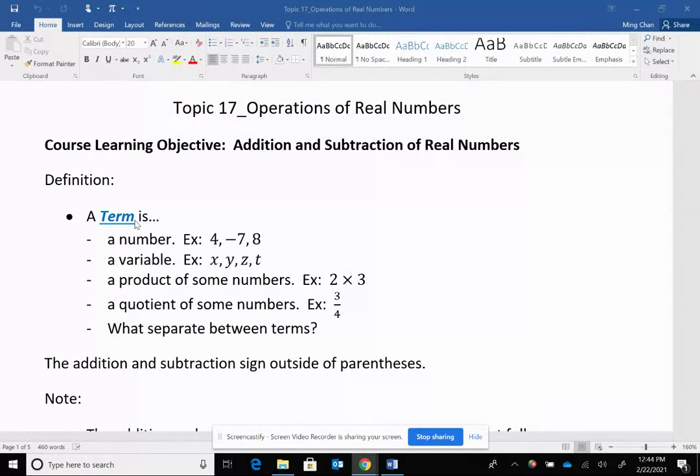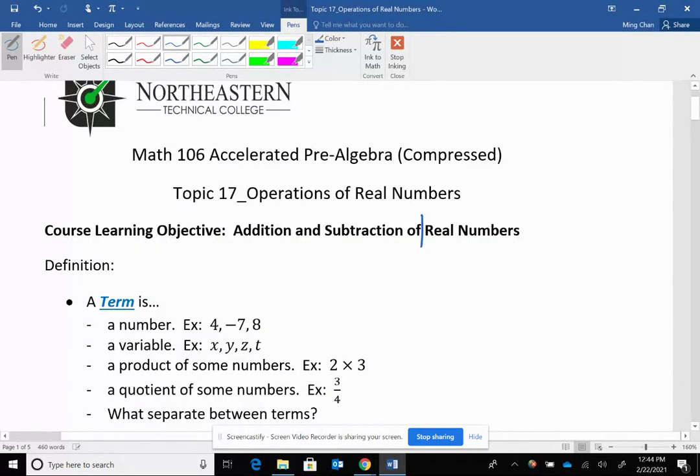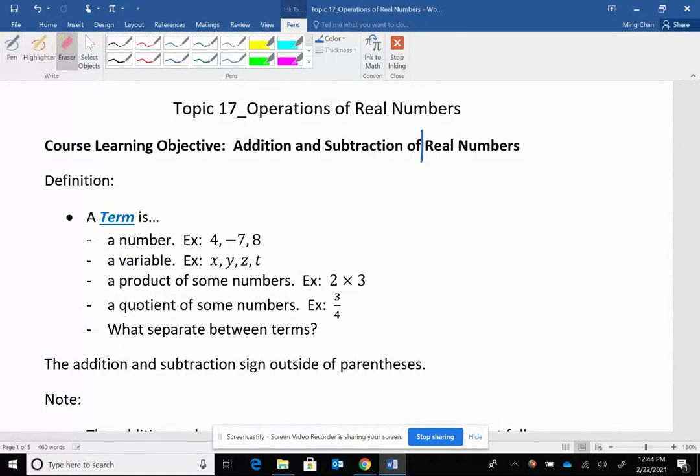What is a term? A term, if you think about it, is like an object. So here, if I draw a square or a rectangle, one rectangle is an object. A term is like an object. So here we see one rectangle. Now I'm going to draw a triangle. Right now you see a rectangle and a triangle, so you have two terms.